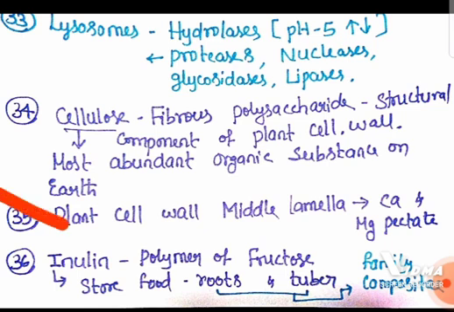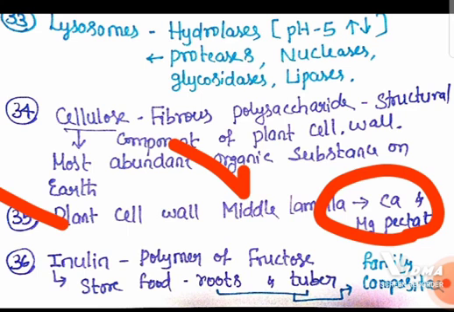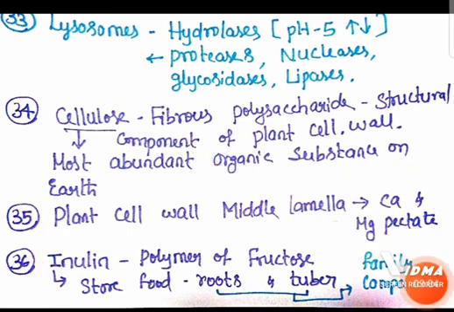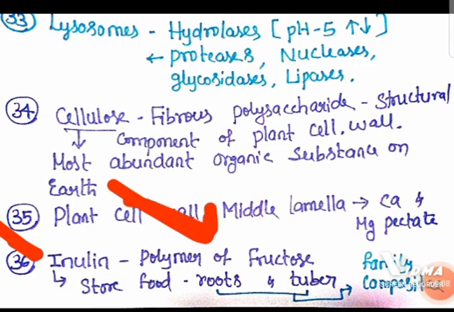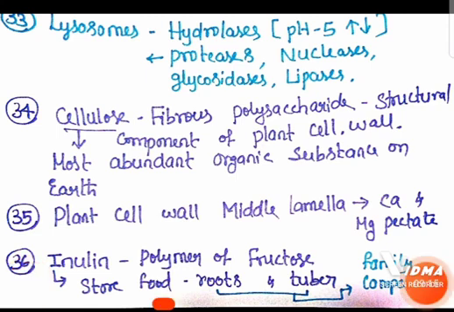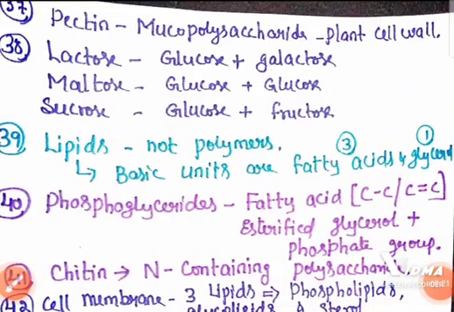In the plant cell, the middle lamella is made up of calcium pectate and magnesium pectate. Remember, inulin is a polymer of fructose, and it is present in roots and tubers of the Compositae family to store food. Inulin stores the food. It is a polymer of fructose. We can find it maximally in the family Compositae. Pectin is a mucopolysaccharide present in the plant cell wall.